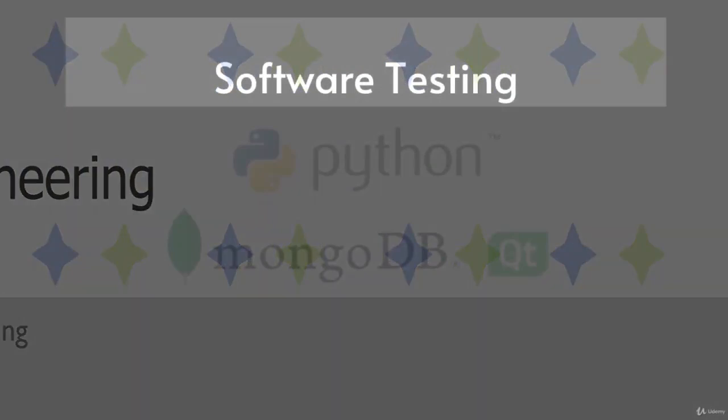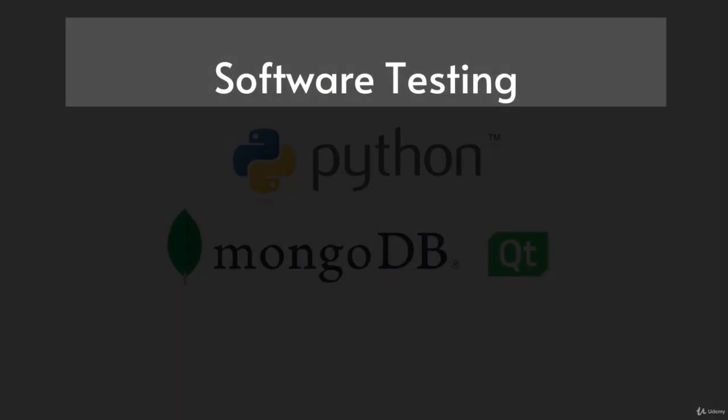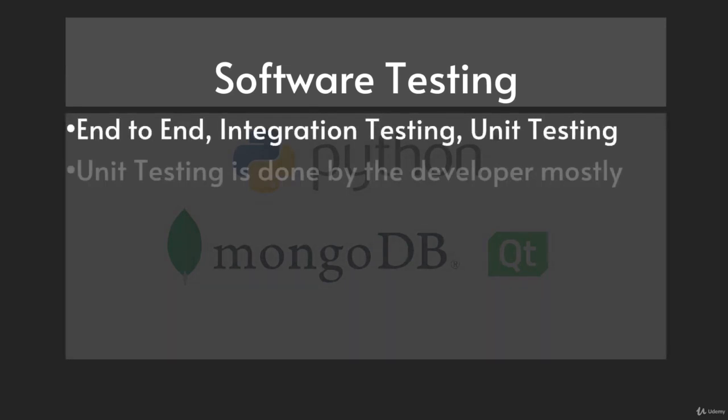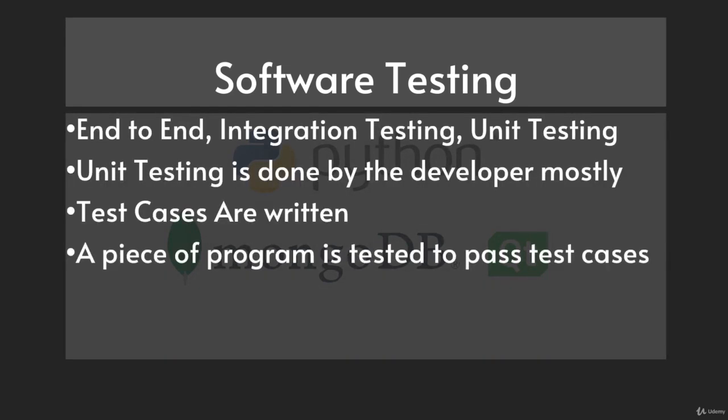Well, let's talk about software testing. Software testing has many types, but there are three basic types, which are end-to-end testing, integration testing, and unit testing. So we talked about modules, that there are different modules in a software development project.